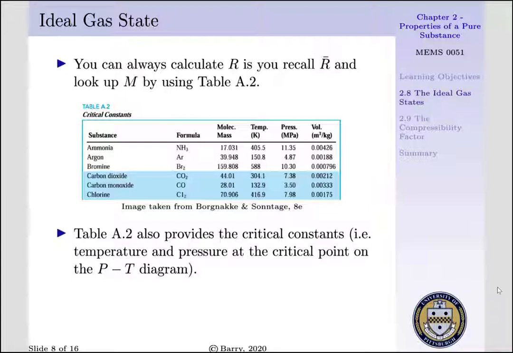Now, table A2 also provides our critical constants, i.e. our critical temperature and critical pressure, that reflect our critical point on our PT diagram. Now, table A2 lists your substance, your chemical formula, your molecular mass, your critical temperature, your critical pressure, and your specific volume corresponding to your critical temperature and pressure.